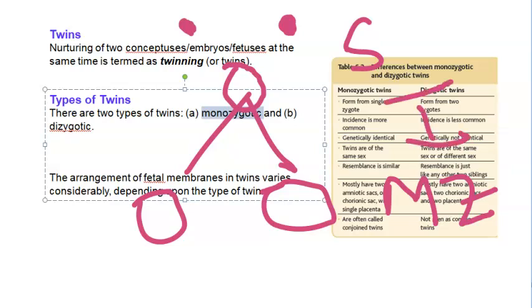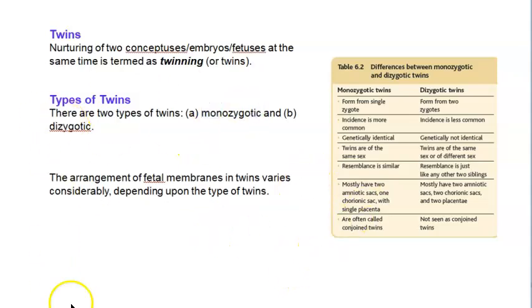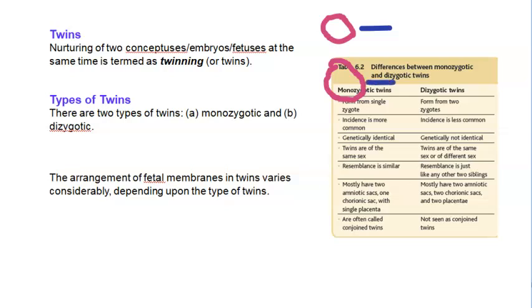So they have the same father, same mother. Only the same genetic material from the father and mother. Okay. That is monozygotic. Dizygotic means what? Dizygotic means the mother has given two oocytes, right? And from the father, there are two sperms which are independently fertilizing the two oocytes.